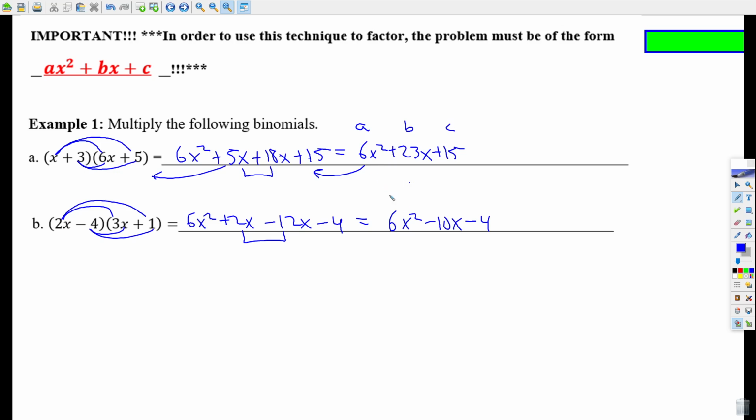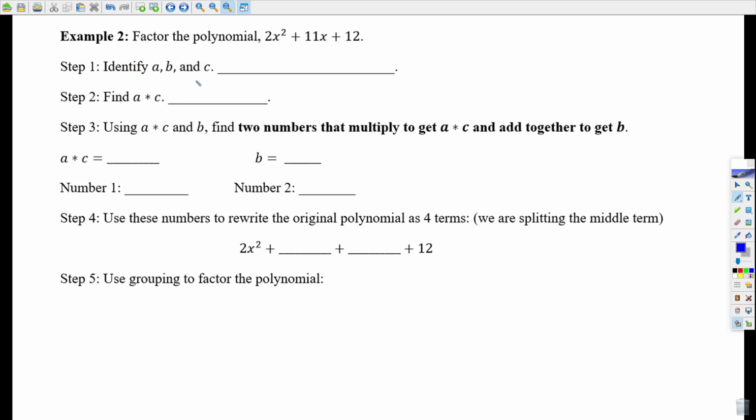So again, we can have a number out front here, and we have to figure out how to go backwards from one step to the next for each one of these. I'll come back and reference these when we start doing this, and we'll use grouping to do that. First, we're going to do an example with a lot of steps, and then the steps will slowly go away. So we're going to factor 2x squared plus 11x plus 12.